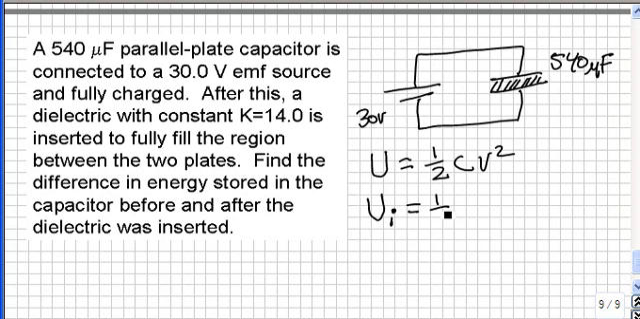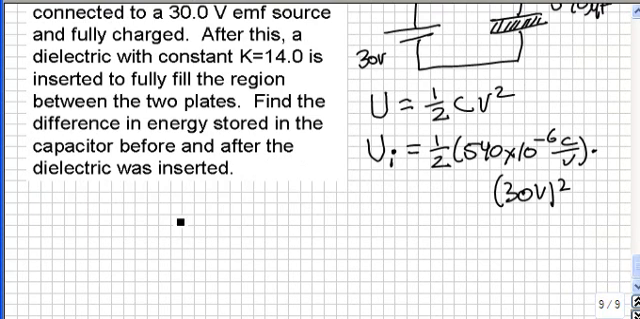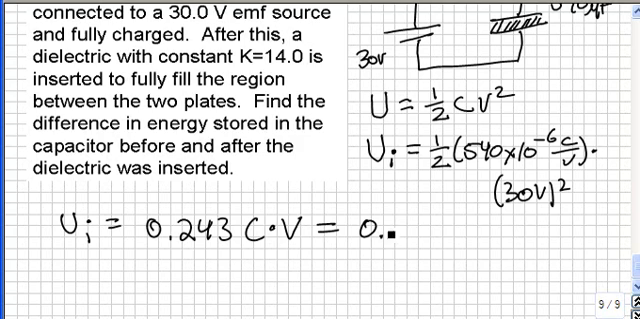So let's go ahead and calculate the potential energy stored in the initial case, U sub I. Well, the capacitance in that case is specified, 540 microfarads, or coulombs per volt. And the voltage in this case is 30 volts. And so all we have to do is a little simple bit of algebra to calculate that the initial potential energy is 0.243 coulomb volts. Okay, and a volt is just a joule per coulomb. It's one of the ways to write volts. And so it's 0.243 joules. So that's the initial energy stored.